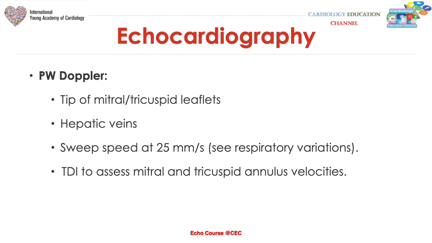The use of pulsed wave Doppler for the diagnosis of constrictive pericarditis is crucial, as you need to put your pulsed wave Doppler at the tip of the mitral and tricuspid leaflets and at the hepatic veins, and also adjust the sweep speed to 25 as we did with cardiac tamponade for detecting respiratory variations. Tissue Doppler also helps to assess the mitral and tricuspid annulus velocities.